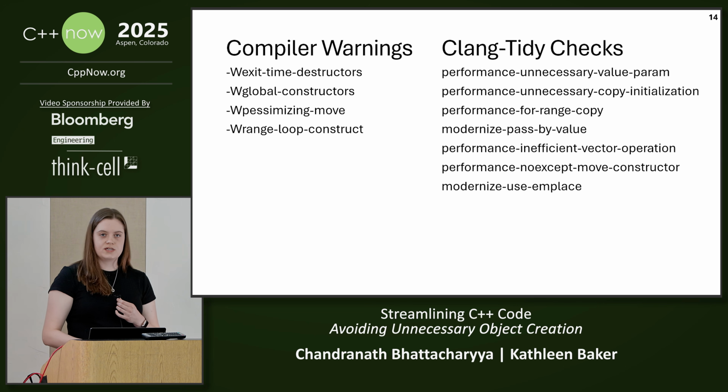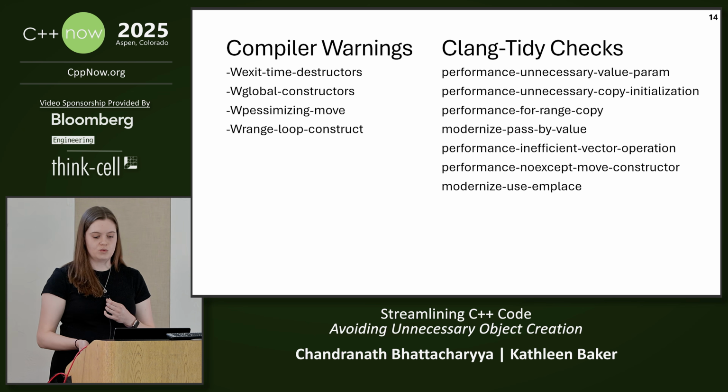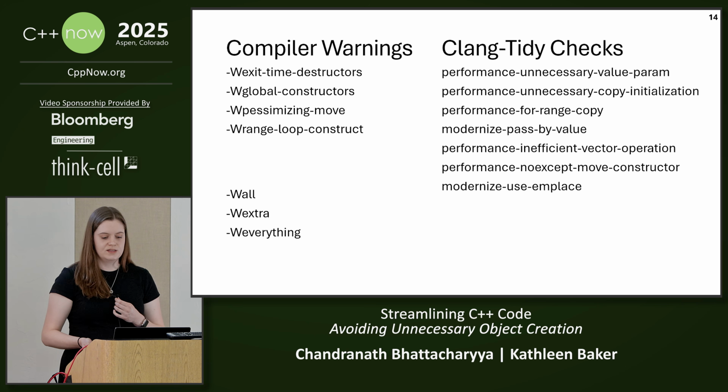We can use compiler warnings and clang-tidy checks to detect when our code has some potential improvements to be made. Here are some clang-tidy checks we'll be using to detect some of the examples we're going to go through. If you turn on -Wall, it will catch many types of issues. Using -Wextra will catch more, and -Weverything will probably catch too many issues to be helpful.